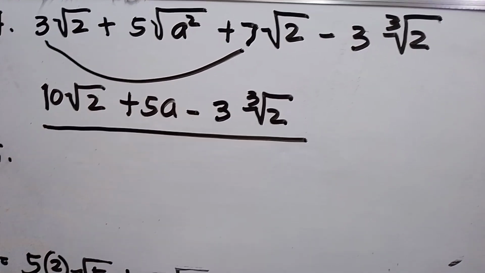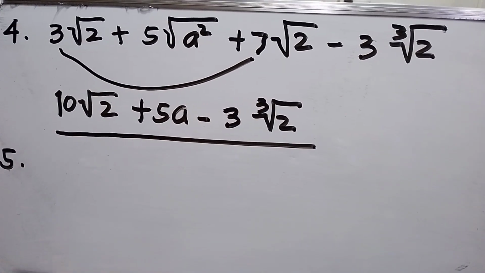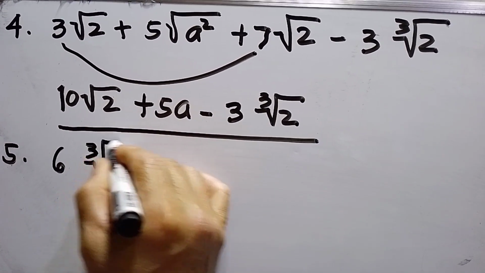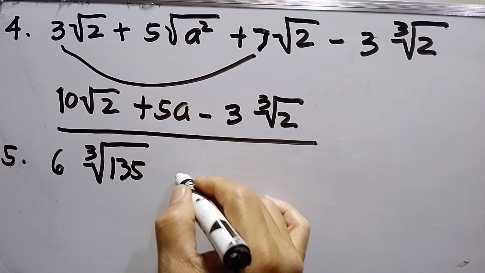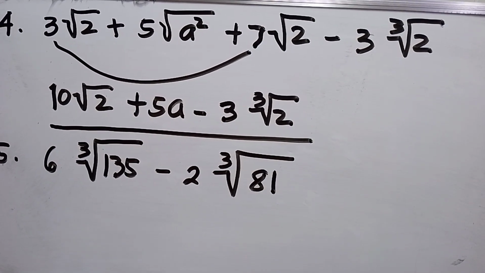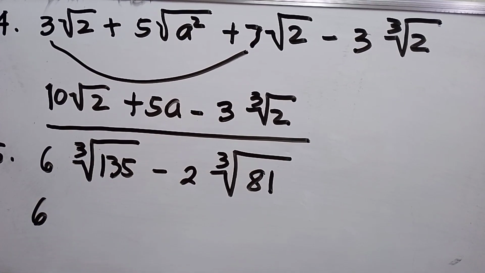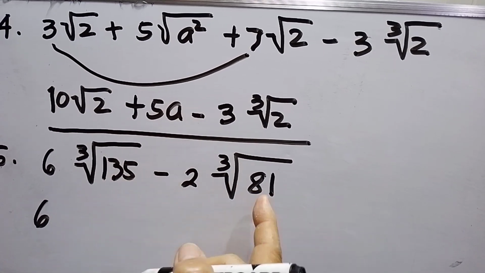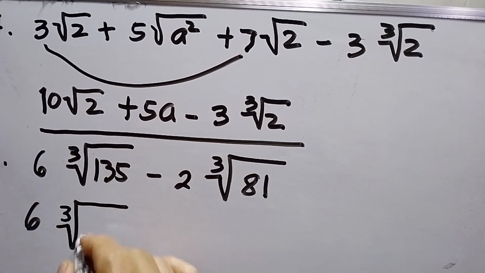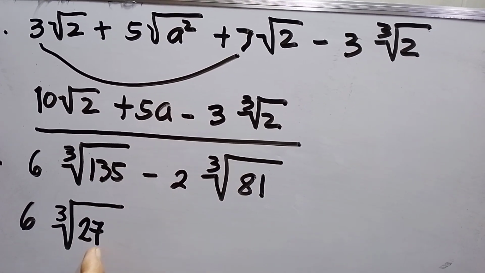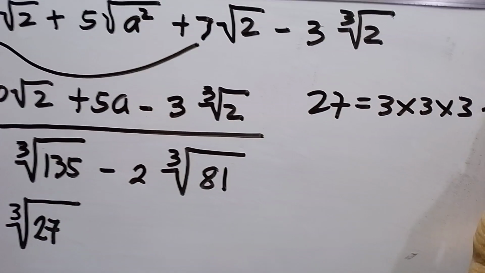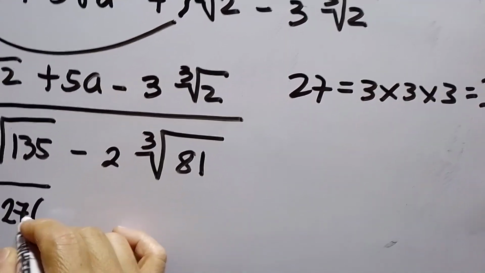Now let's proceed to number 5. Number 5, 6 cube root of 135 minus 2 cube root of 81. So I need to split this one. There is a perfect cube in here and also in 81. So cube root of the factor of 135. So perfect cube 27, because 27 is 3 times 3 times 3. So cube root of 27 is 3. So times 5.